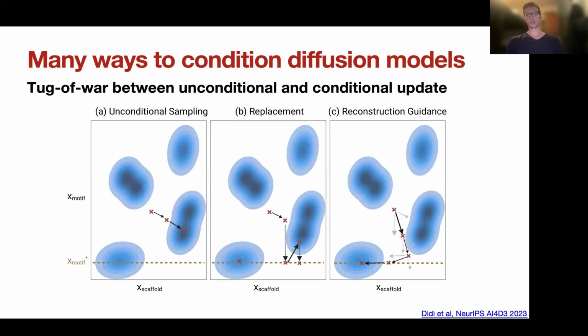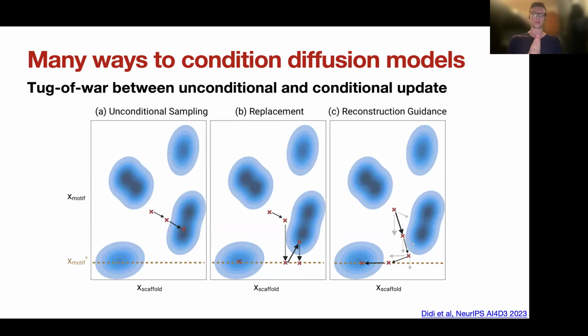Another option, for example, is reconstruction guidance, like DPS and some other methods that use similar ideas, where the idea is you somehow predict where would I go completely unconditionally, which is our unconditional model, and where would I go if I completely satisfy my condition. So basically these two axes. And we then somehow take a compromise between the two of them.